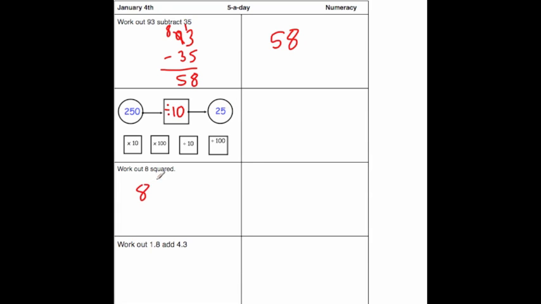Next question says to work out 8 squared. Where squared means multiplied by itself, so that's 8 times 8, that's equal to 64. So the answer would be 8 squared is 64.